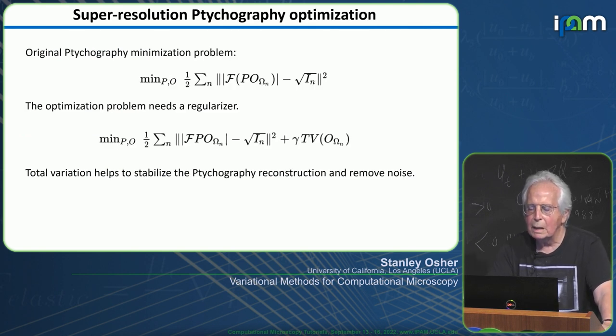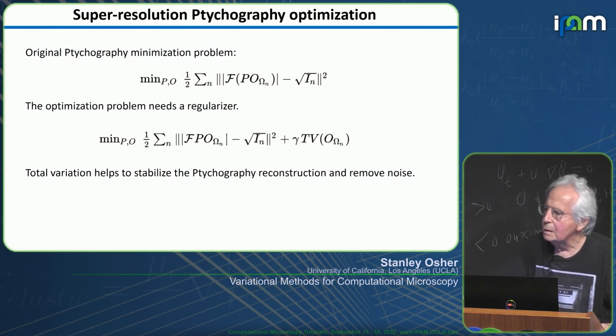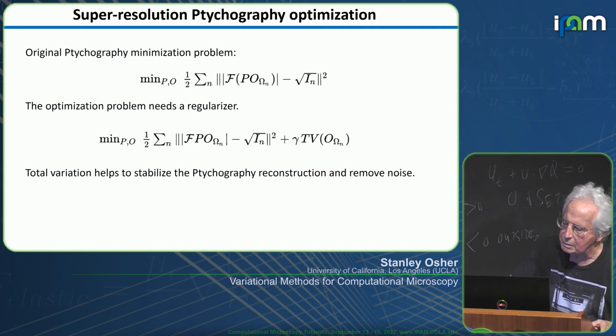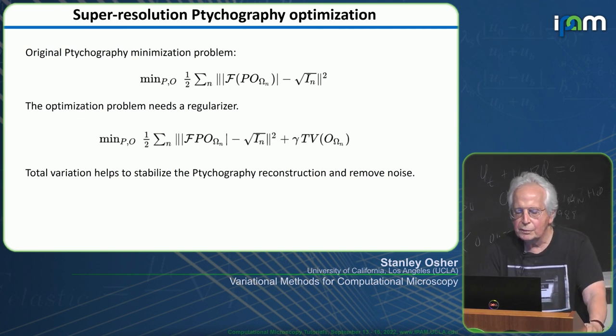Next. So there's the original optimization problem. We need a regularizer. Aha. And there it is. Gamma times TV. Okay. And why is it TV? Well, TV, as I said before, is very good at getting edges and finding boundaries. And that's what you were looking for here, essentially.